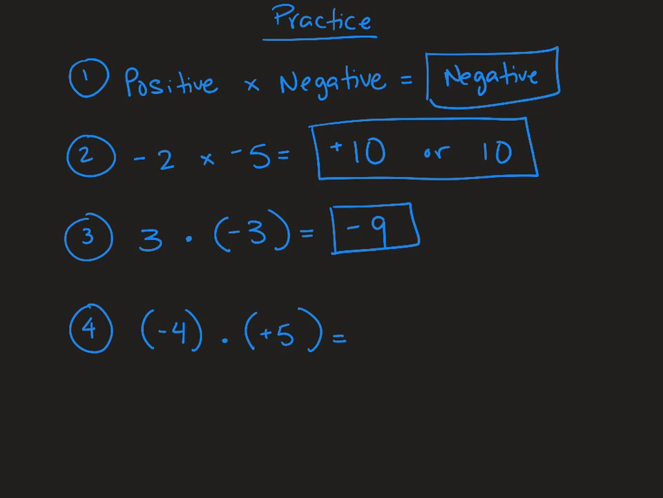And last but not least, for number 4, that's negative 4 times 5. Excellent. Okay, so you're on top of it. That's what this tells me. Okay, now let's go ahead and ask you a separate set of questions.